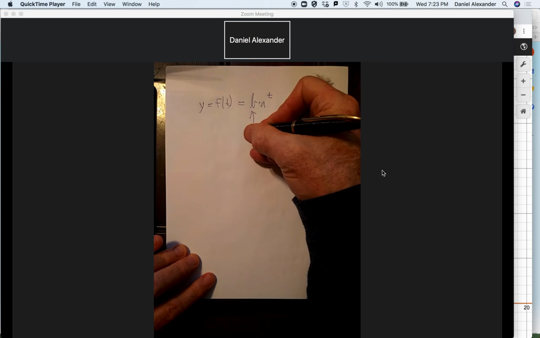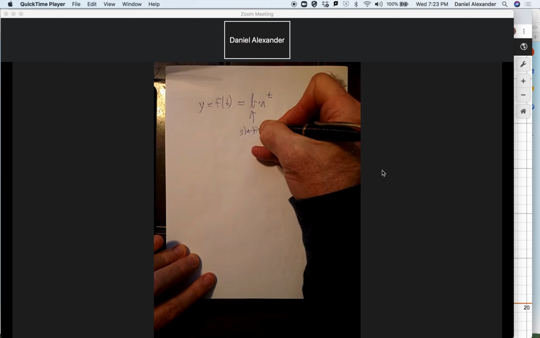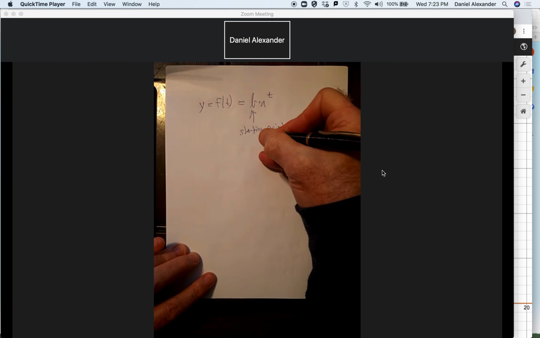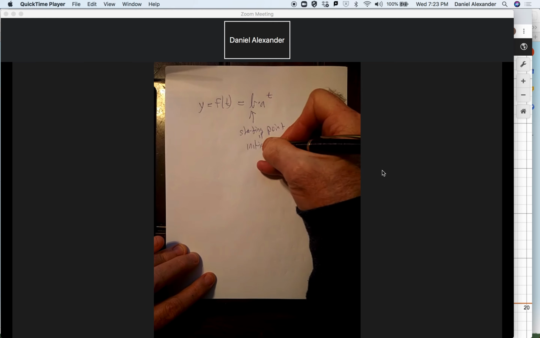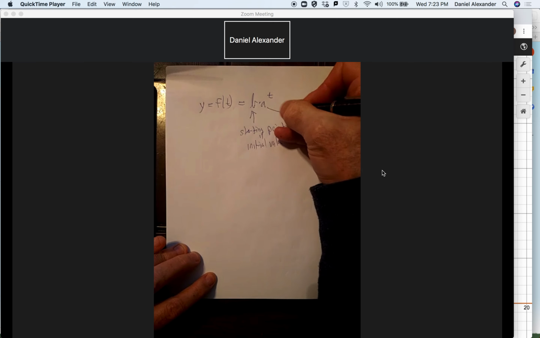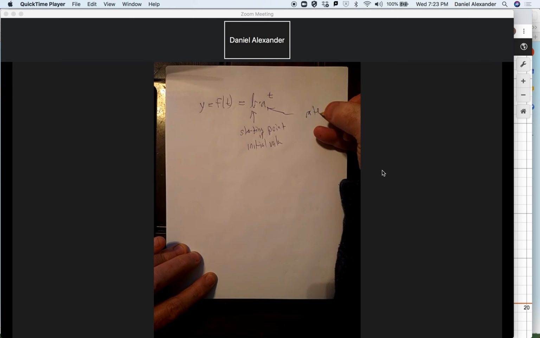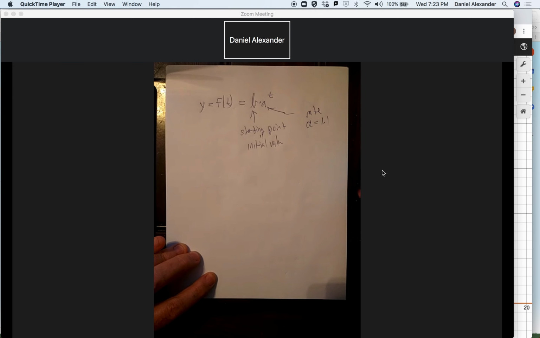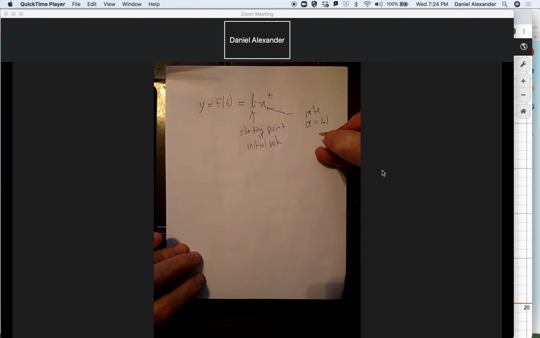B is where you start, so that's the starting point, or if you want to get all mathy about it, you can call it the initial value. A is the rate. We saw before that we had 1.1, which was 10% growth per year, meaning that after year one, you would have 1.1 times as much as whatever you had the year before. We also saw an example where it was 1.04 in the infection. And then we saw the last example, what's called decay, and it was 0.9997.